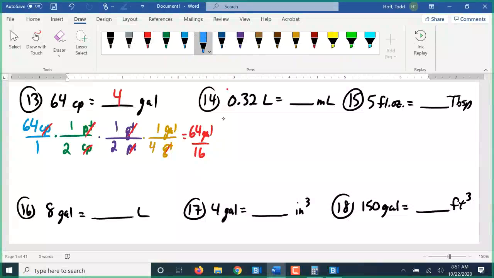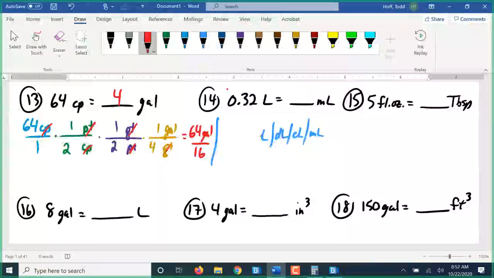Number 4, 0.32 liters going to milliliters. Again, if we look at our chart, from liters to milliliters is 3 spots to the right. So I move my decimal 3 spots to the right, filling in that missing 0. 0.32 liters is 320 milliliters.